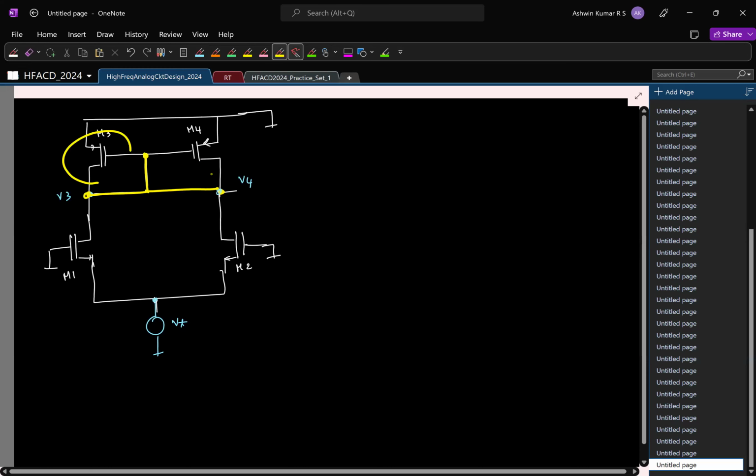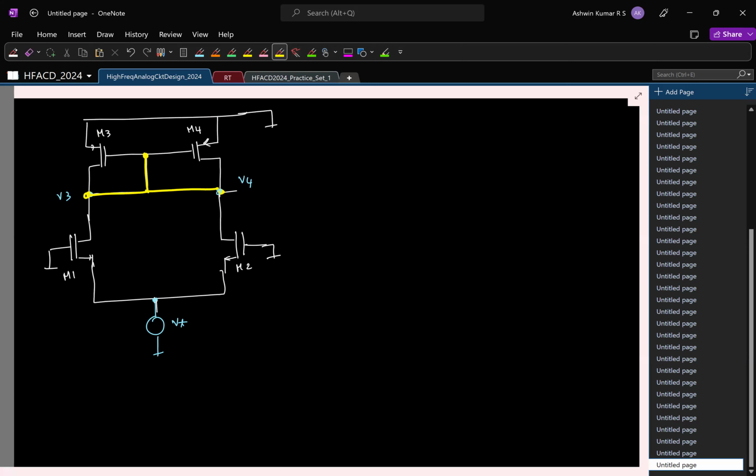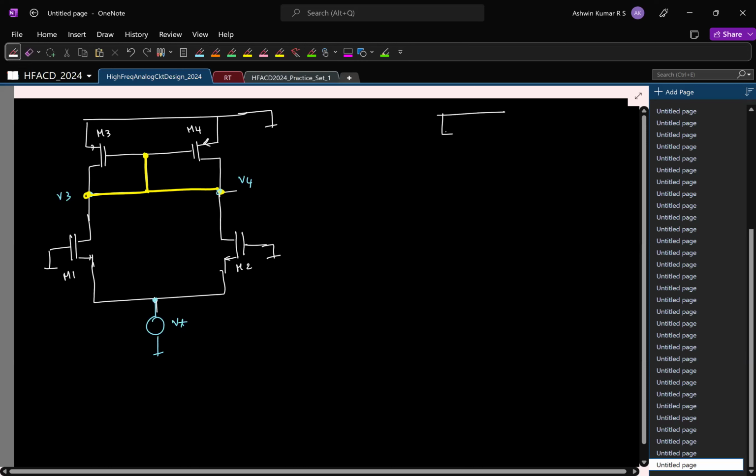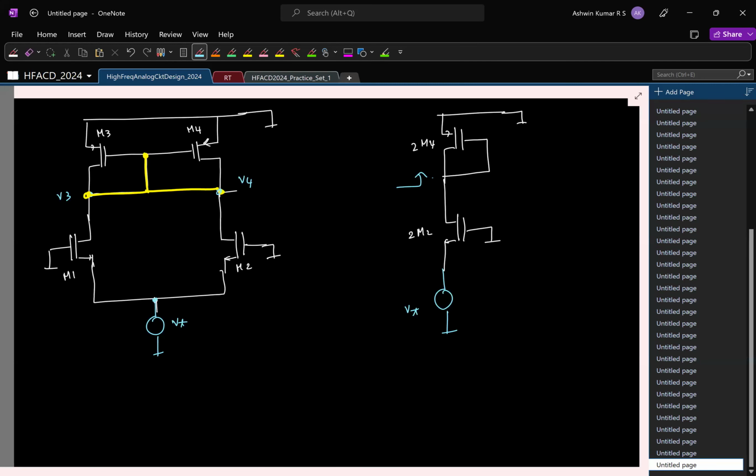So now you see that these two guys are put in parallel, and these two guys are also in parallel. So we have something like this. This is 2 times M3, 2 times M4. This is 2 times M2. And then you have the test voltage. So what is the resistance looking here? Remember if M4 has a GM of GM4, this is 2 transistors of M4 put in parallel. So what is effective GM?